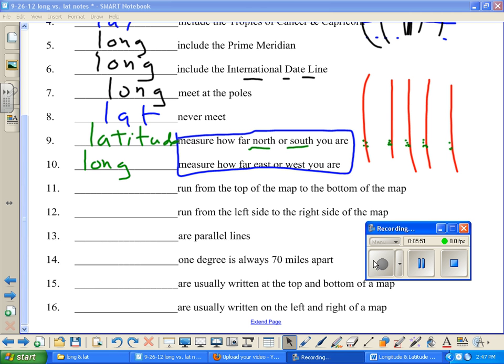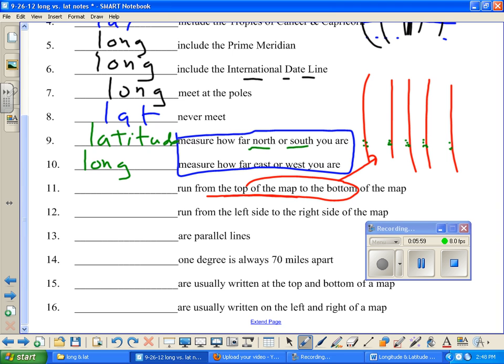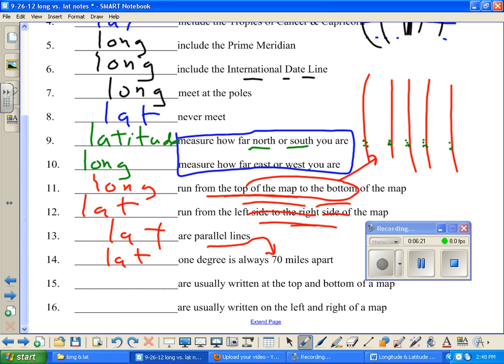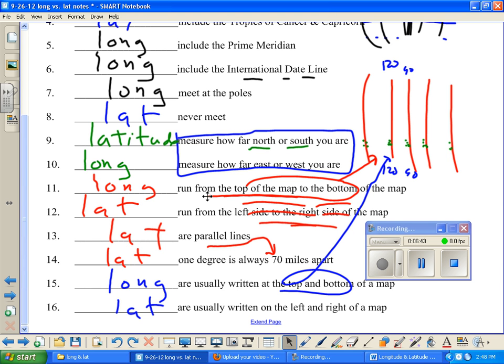Now, when you look at them, some people use these phrases. Well, those lines run from the top to the bottom. Those latitude lines go side to side, and they never touch, so they are parallel. Since they are parallel, they'll always be the same distance apart. And since we draw these lines up and down, we quite often put the numbers at the top and the bottom for the longitude lines, whereas latitude lines more often are on the sides.